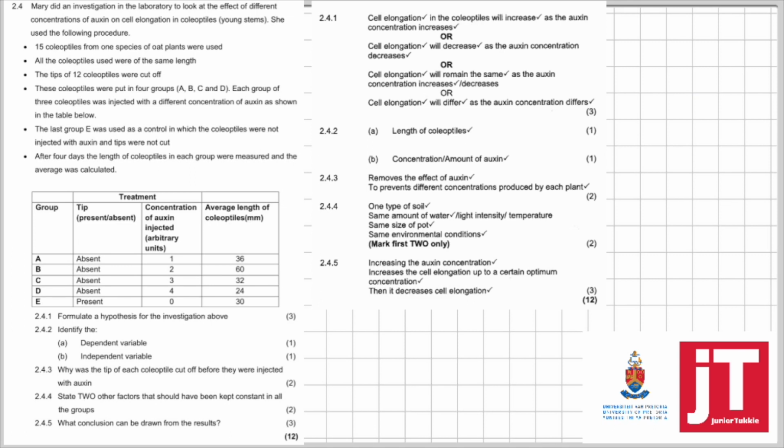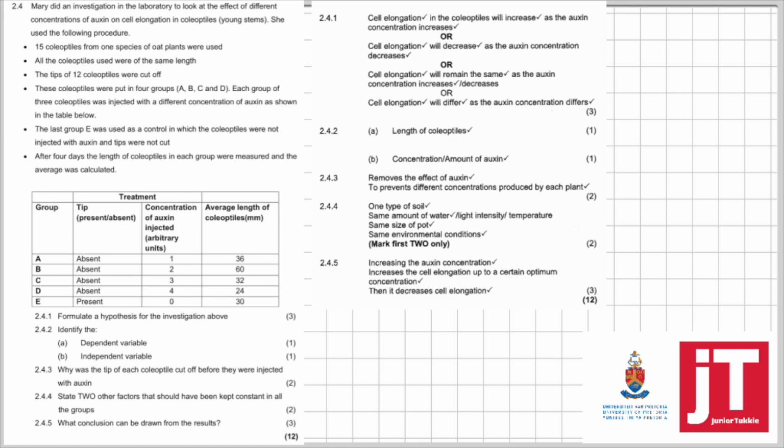The tips of the 12 coleoptiles were cut off. These coleoptiles were put in groups A, B, C, and D. Each group of the 3 coleoptiles were injected with a different concentration of auxin as shown in the table. The last group E was used as a control in which the coleoptiles were not injected with auxin and the tips were not cut off. After 4 days, the length of the coleoptiles in each group were measured and the average was calculated.